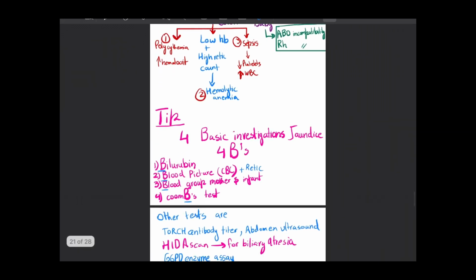So the tip for this one is that basic investigations for jaundice are 4 Bs. First B is bilirubin, second B is blood picture plus retic, third B is blood group of mother and infant, and fourth B is Coombs test. You see the B here.